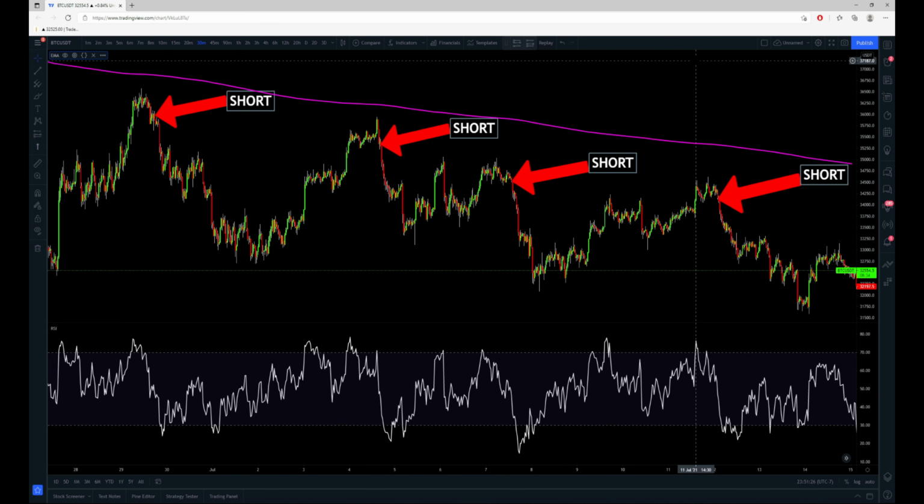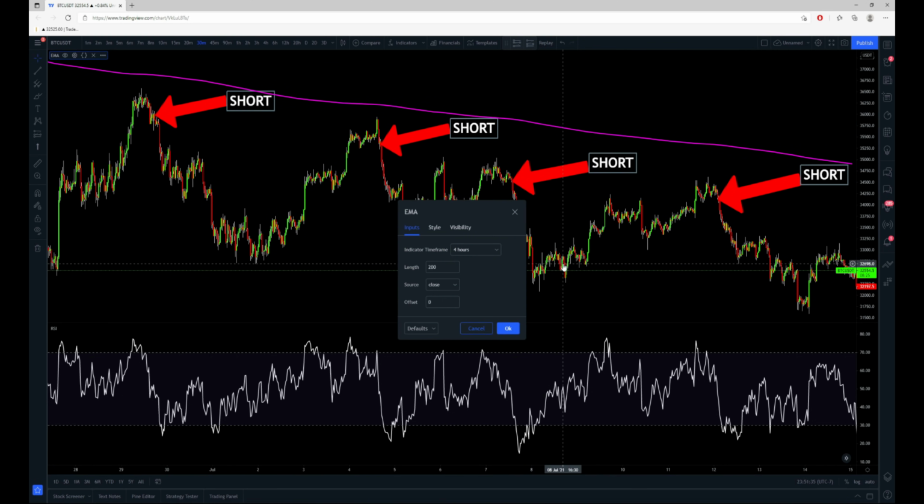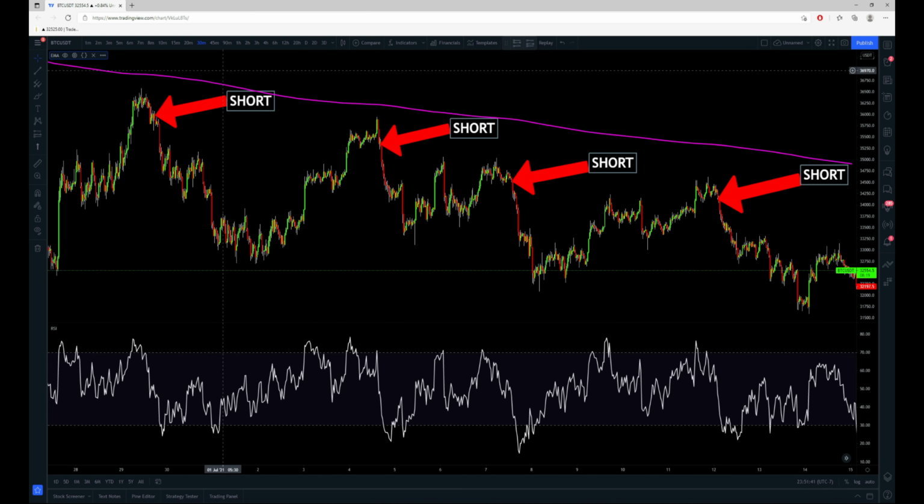That is why with this strategy, there is a 4-hour time frame, 200 period exponential moving average to tell us what direction to trade in. So this is a 4-hour time frame, 200 period EMA, and I'm on the 30-minute time frame. This is our guide that tells us what the trend is because we only want to trade in the main trend direction.